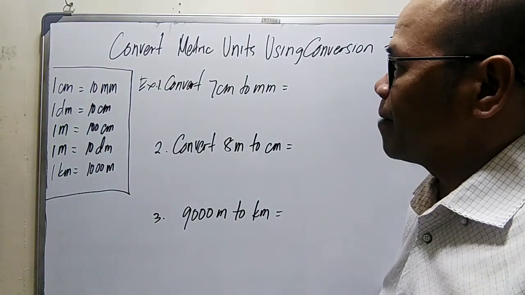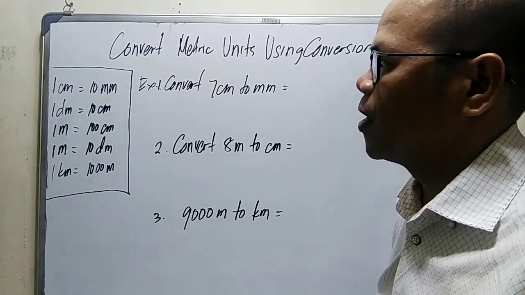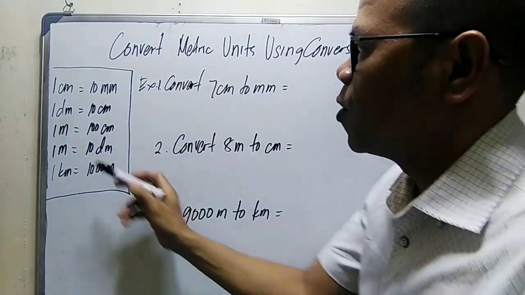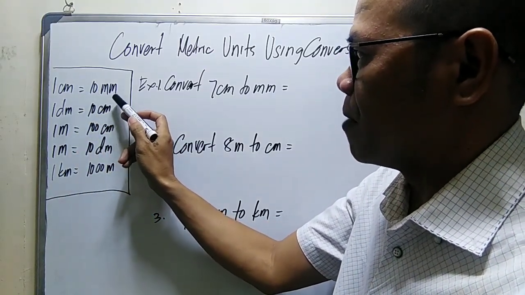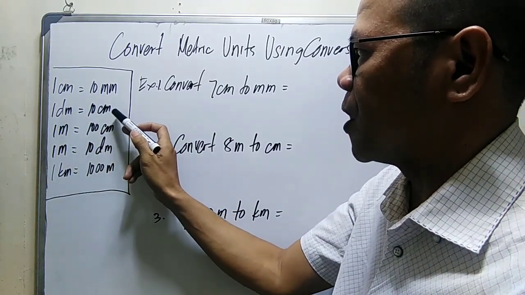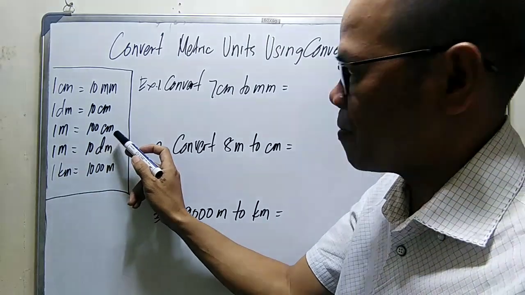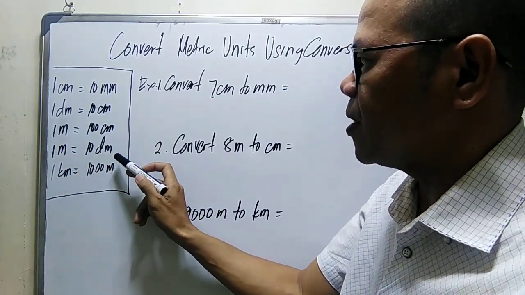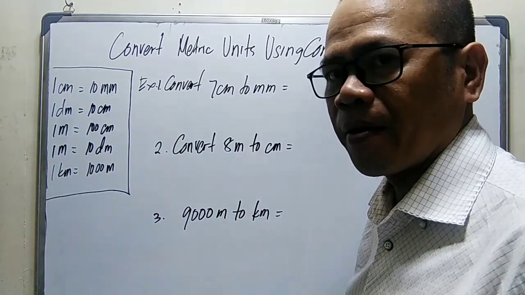So this is our topic, convert metric units using conversion factors. These are the conversion factors. 1 cm is equal to 10 millimeters. 1 decimeter is equal to 10 centimeters. 1 meter is equal to 100 centimeters. 1 meter is equal to 10 decimeters. And 1 kilometer is equal to 1,000 meters.